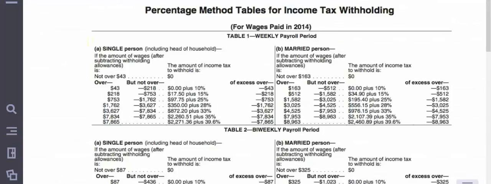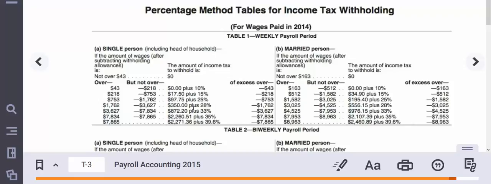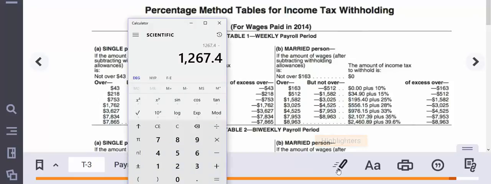Subtract $512. Okay, so we're going to subtract 512, which gives us $755.40, and we need to take 15% of that. So we're going to multiply that times 15%.